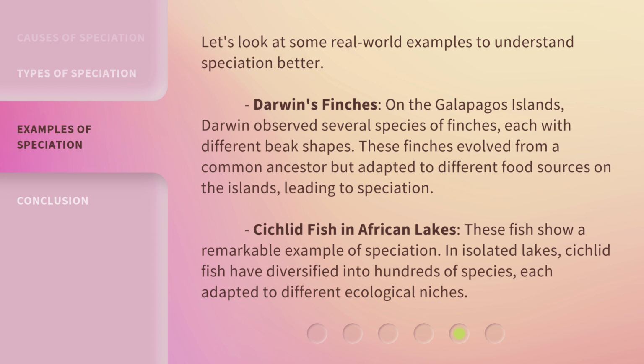Cichlid fish in African lakes. These fish show a remarkable example of speciation. In isolated lakes, cichlid fish have diversified into hundreds of species, each adapted to different ecological niches.